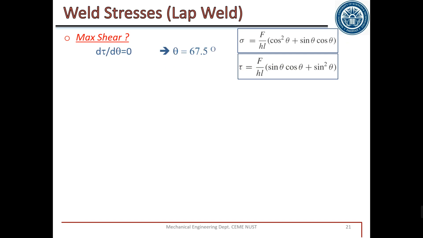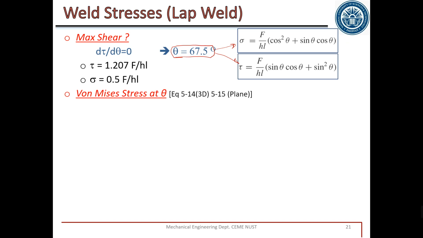So we differentiate d tau by d theta, equate it to 0, and we will get the value of theta equal to 67.5. So at a 67.5 degree angle, the shear stress is maximum. What is the amount of shear stress? We substitute this theta in this equation and also in this equation, so we get the final equation: tau is equal to 1.207 F divided by HL, and similarly sigma is equal to 0.5 of this stress. So this is the maximum shear stress.